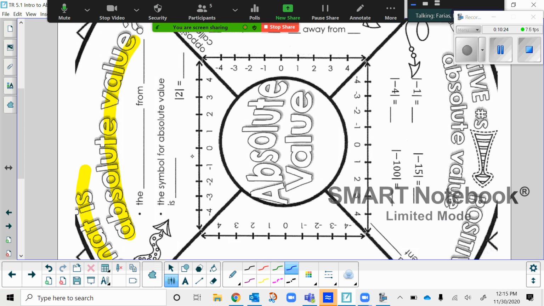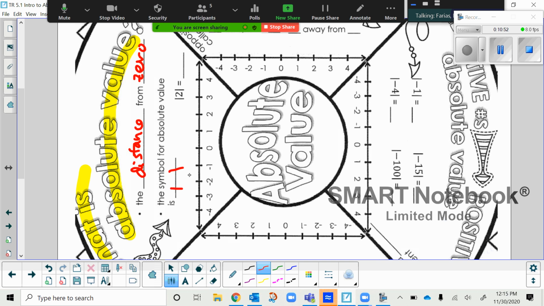Okay, so what is absolute value? It's the distance, if I can write sideways, from 0. I feel like that was a super success at writing sideways, right? It wasn't too bad. The distance from 0. And the symbol for absolute value is this. It's 2 bars.